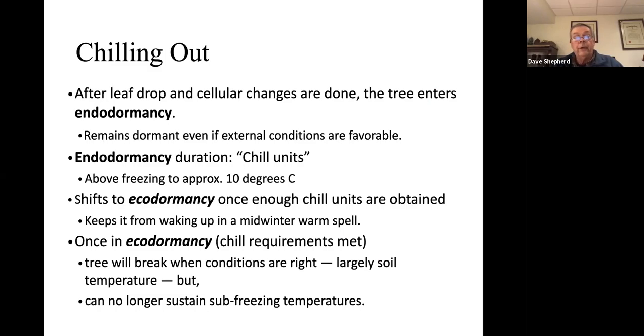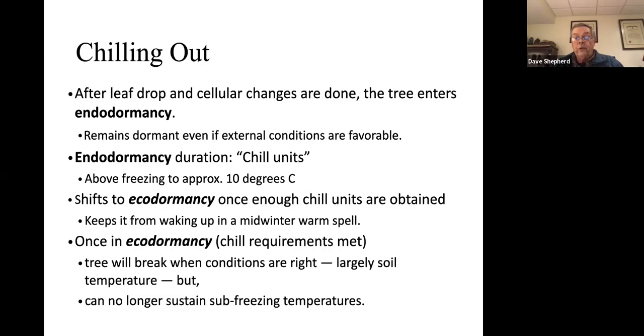The third adaptation that I want to talk about is what I call chilling out. That's effectively what the tree does. Up until now, we've talked about what the tree is doing through the acclimation period of ectodormancy. Now, when we get all the leaf drop finished and the cellular changes are done, we're into endodormancy, where we turn off the receptor that reads external conditions, and we start a clock running. And while that clock is running, the tree is going to remain asleep. It's going to remain dormant, even if external conditions are favorable for growth.